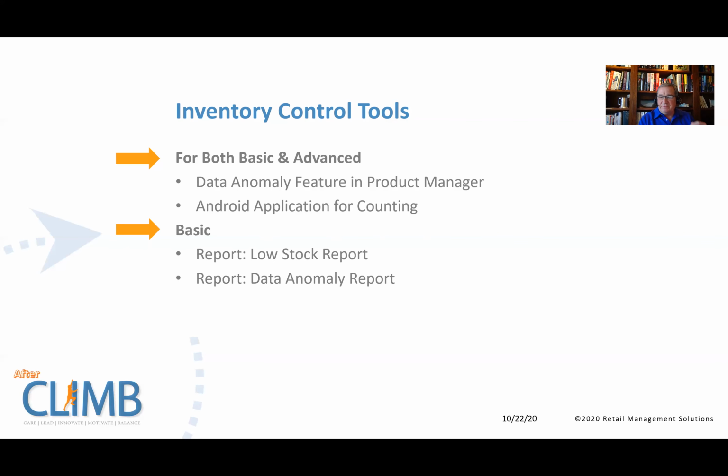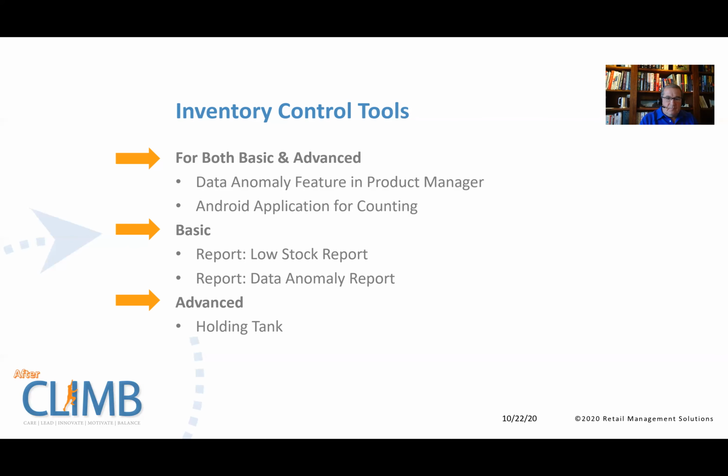For basic, today we're going to talk about two reports that are imperative that you run regularly: the low stock report to show you anything that's gone negative, and the data anomaly report to show you anything that's being sold at cost or below cost. For advanced, you don't have to use those reports because anytime an item is sold at below cost or at cost, or anytime an item is going to go negative, it goes to the holding tank so that you can fix the item before it hits your reports.